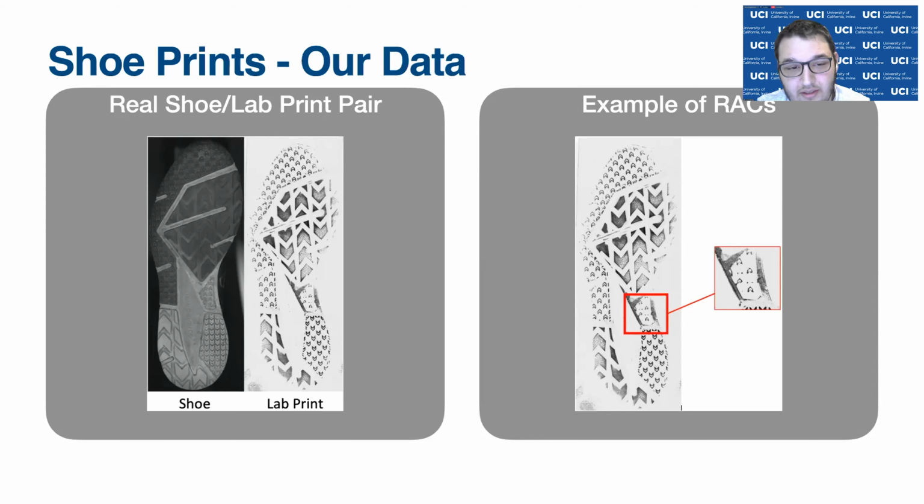And then just to give you an example of some of the RACs that might appear in our specific data set, this area on the right is very prone to RACs, as we see. You can see some of these triangles that appear in the physical shoe picture, they don't necessarily show up that much. And again, it's difficult because this could just be wear, but it could also be considered a RAC.